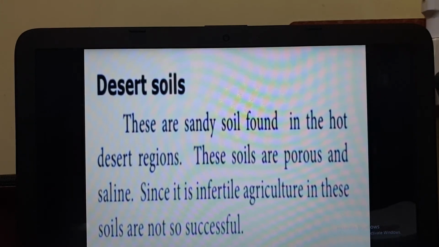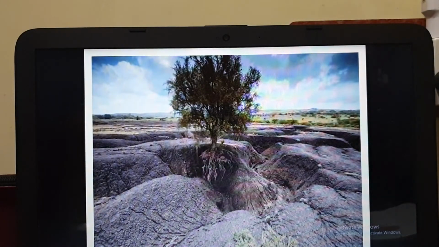Since it is infertile, agriculture in these soils is not so successful, so they won't cultivate anything in this. This is not suitable for agriculture, desert soils. So next, we have completed the classification of soils. Next one, this picture represents the topic you are going to see next.